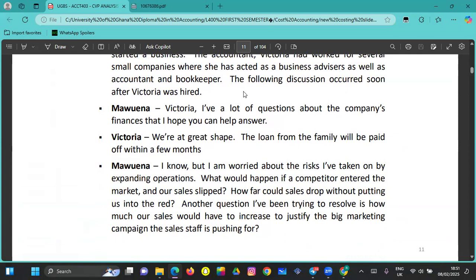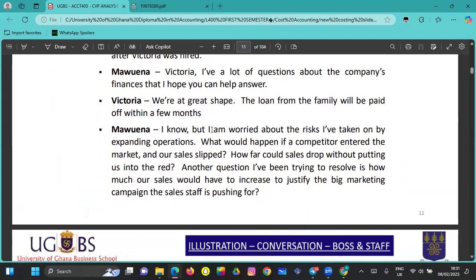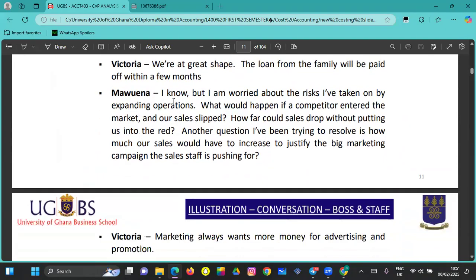Marina said, Victoria, I have a lot of questions about the company's finances that I hope you can help me answer. Victoria said, we are in great shape. The loan from the family will be paid off within a month. Marina: I know, but I'm worried about the risk I've taken on by expanding operations. What would happen if a competitor entered the market and our sales slipped? How far could sales drop without putting us into the red? So this is talking about margin of safety. We'll talk about margin of safety very soon.